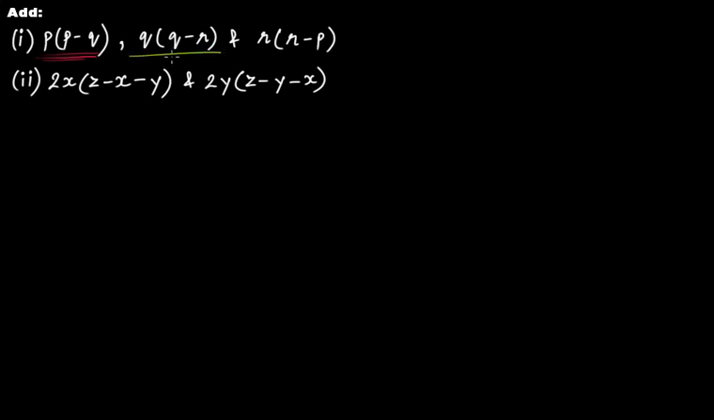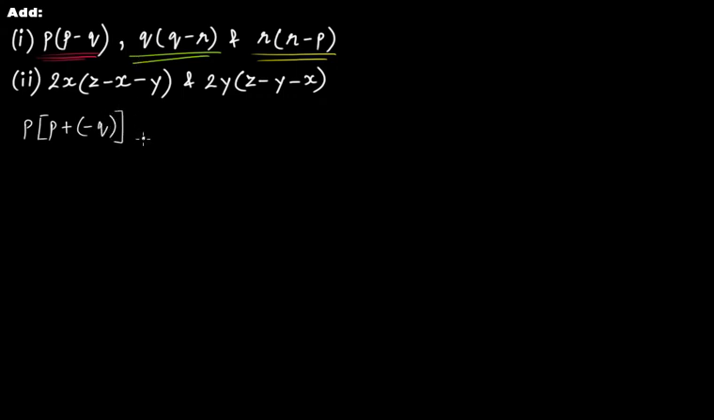This is another expression, and this is another expression. You have to add these three. So this is p multiplied by p minus q. First solve for this one. So this is p and this is p minus q. Write this in this form, p plus minus q, right?